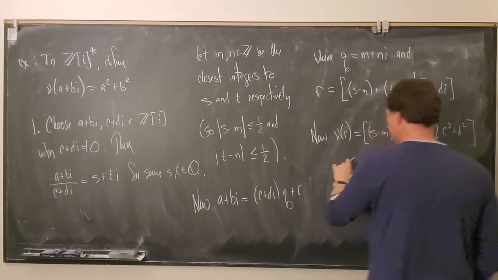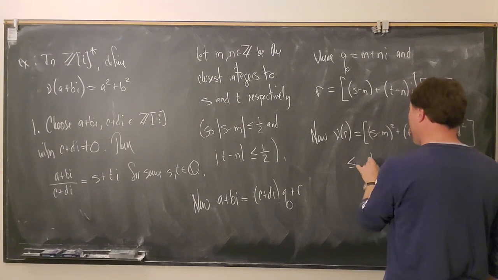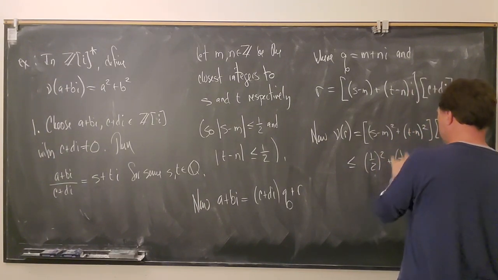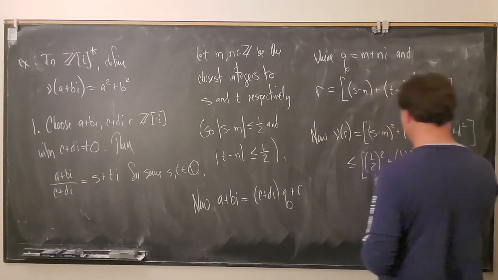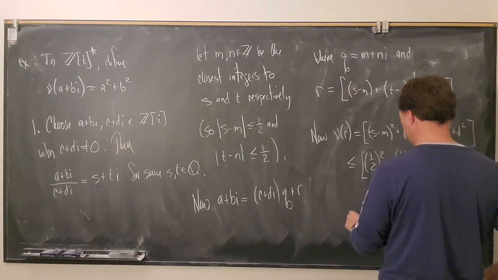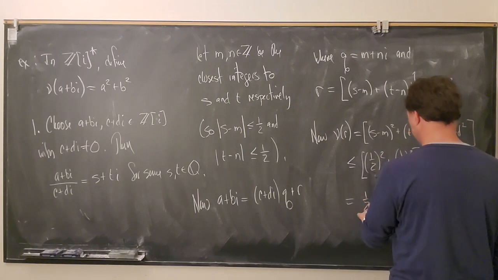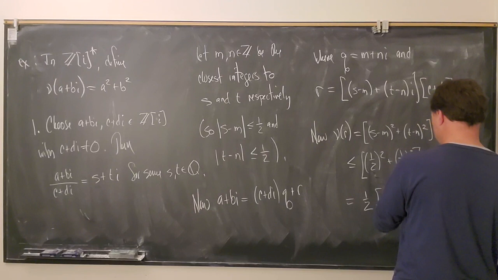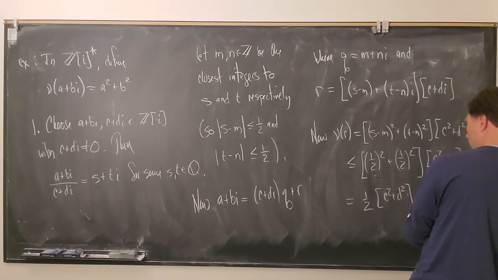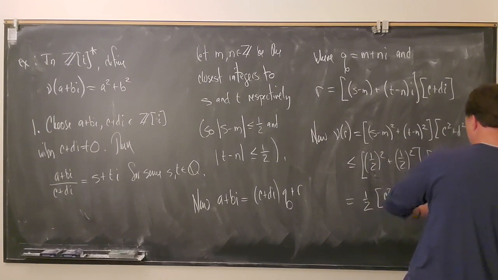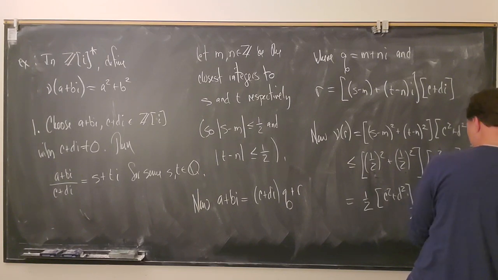Now this is going to be less than or equal to, so let's see, (s - m)^2 is less than or equal to (1/2)^2. Same thing, (t - n)^2 is less than or equal to (1/2)^2, times c^2 + d^2. And so that's a 1/4 plus a 1/4, that's 1/2 times (c^2 + d^2), which is strictly less than c^2 + d^2, and that is the norm of c + di.